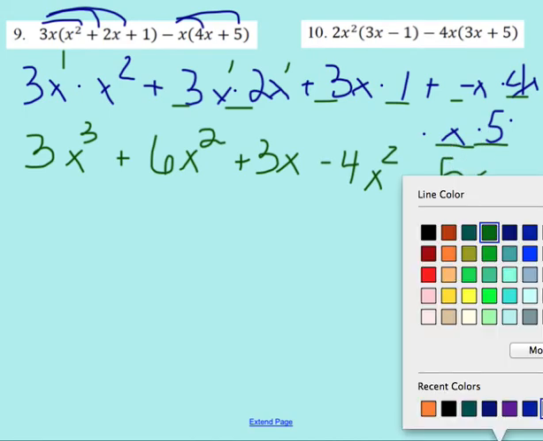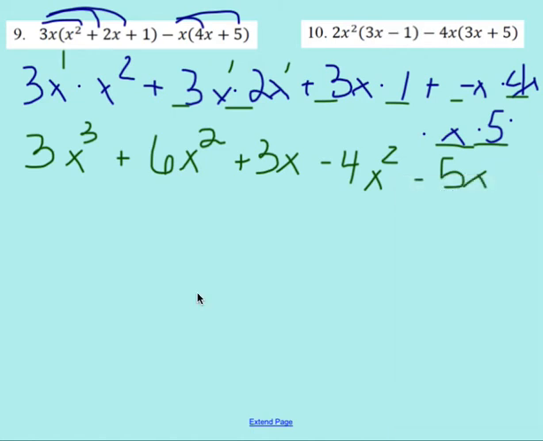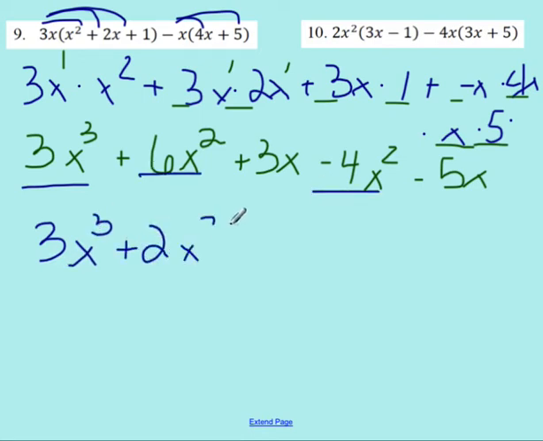So now we want to combine our like terms. So we have 3x cubed, that's going to come first. Then our x squared, 6x squared minus 4x squared is 2x squared. Cross those off, and then we have 3x minus 5x, which is a negative 2x. So that's your final answer for number 9.